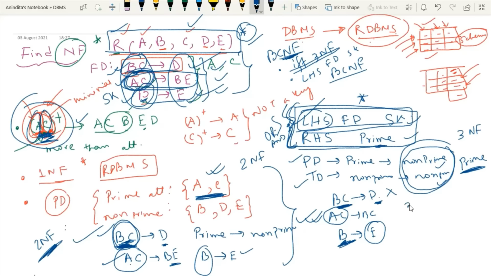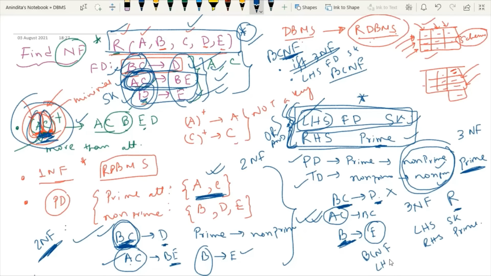So here my point is, to prove some relation to be in 3NF or not, either you check the LHS part of all the functional dependencies, whether it is a super key or not, or you can check whether the RHS of the functional dependencies are prime attributes or not, right? It is either or. But for BCNF, there is nothing to prove.